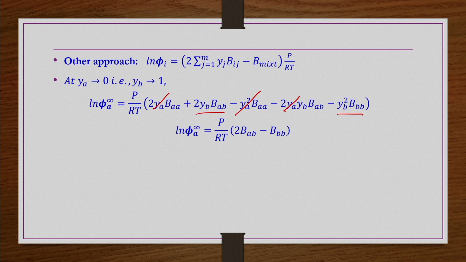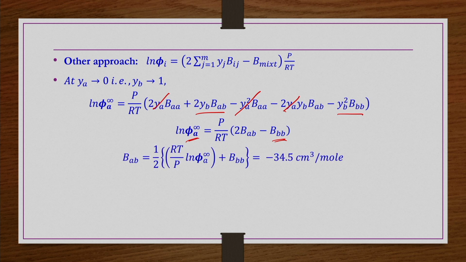And then Yb is equal to 1. So, what we can write is ln phi A infinity equal to P by RT times 2 B_AB minus B_BB, if you take Yb equal to 1. Now here also phi A infinity is given, P is given, T is given, and B_BB is given, that is the second virial coefficient of pure B. So, we can obtain B_AB, the only unknown, from this equation. That can be obtained as minus 34.5 centimeter cube per mole.